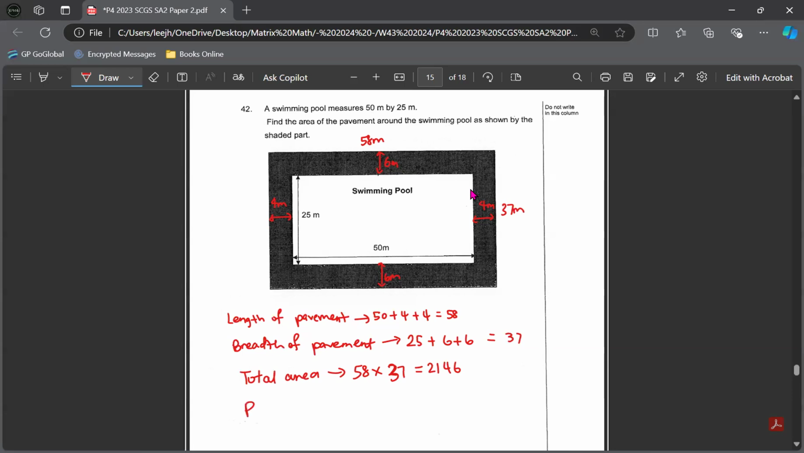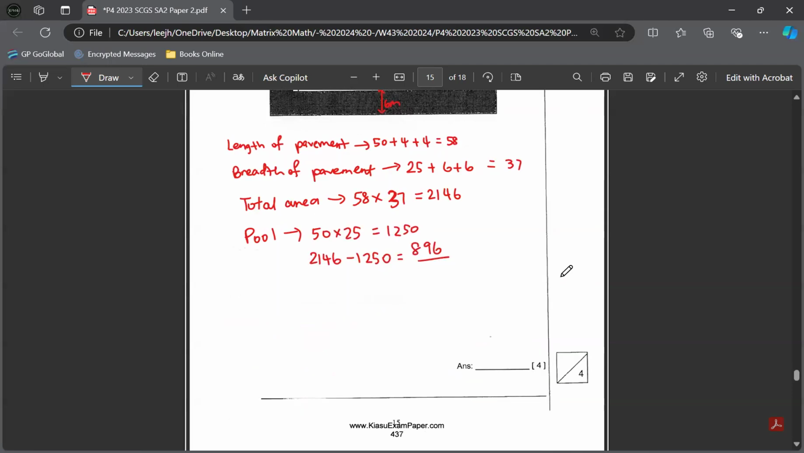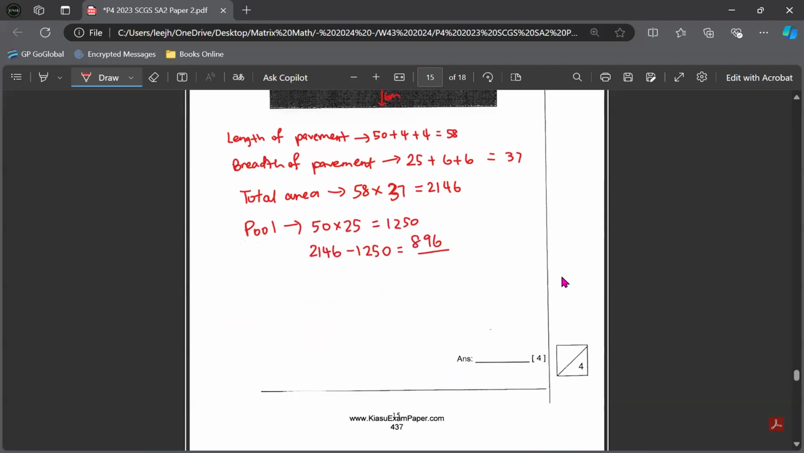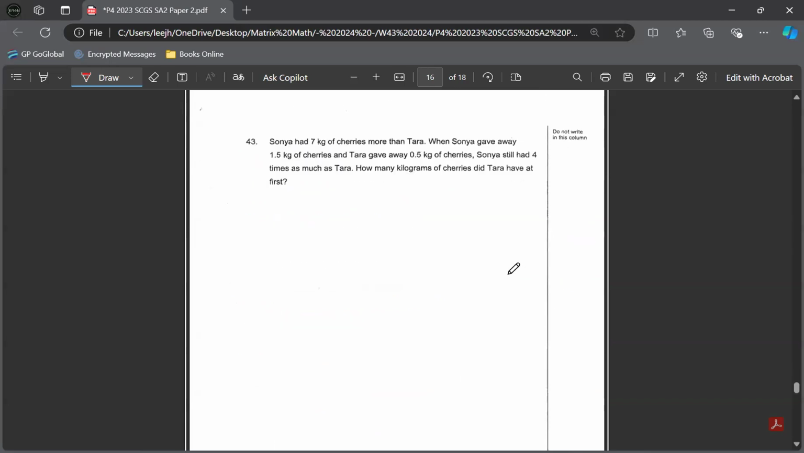But the area of the pool, you can find very easily. You have the length and breadth. So 50 times 25, 1250. How to find the area of this shaded part? You just subtract. 2146 minus 1250. 896 square meters. So please write out your unit. 896 square meters.